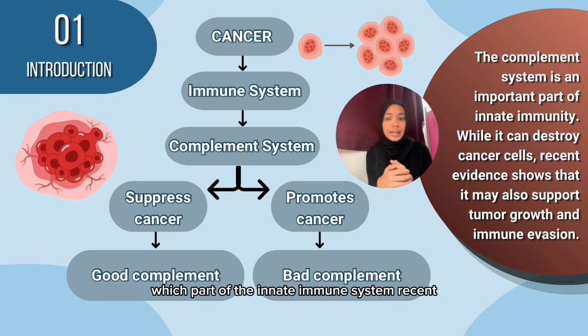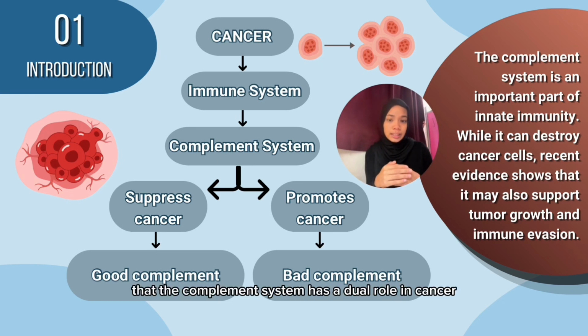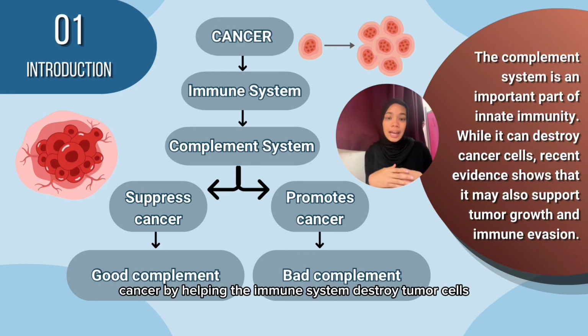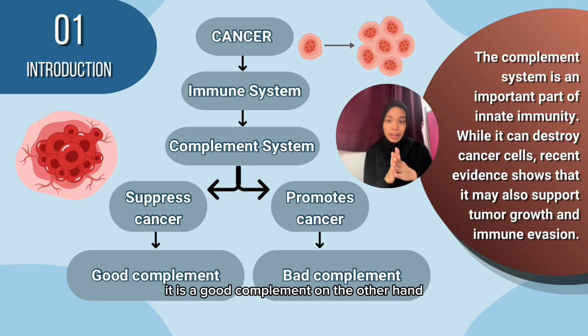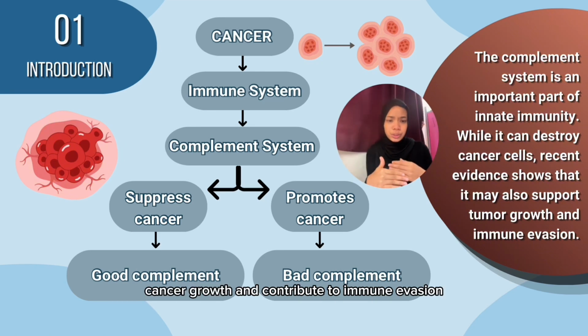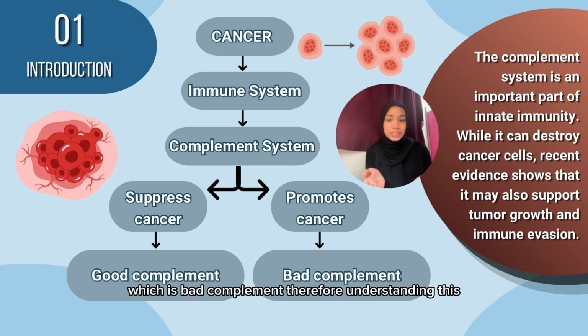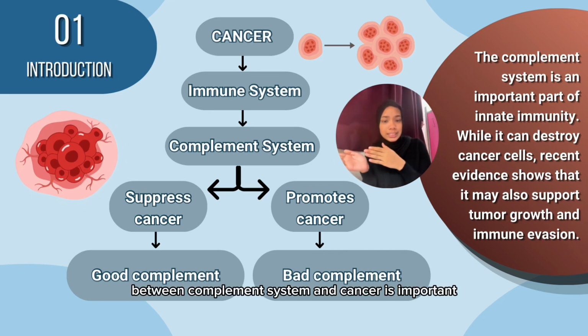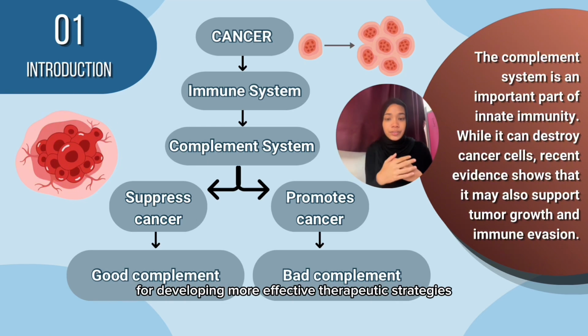innate immune system. Recent studies have shown that the complement system has a dual role in cancer. On one hand, it can suppress cancer by helping the immune system destroy tumor cells. It is a good complement. On the other hand, it can also promote cancer growth and contribute to immune evasion, which is bad complement. Therefore, understanding the relationship between the complement system and cancer is important for developing more effective therapeutic strategies.